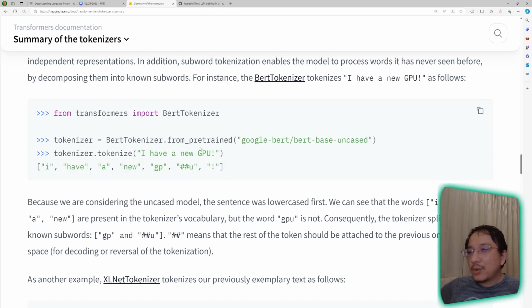So you can see, although GPU is not in the dictionary, it can still spell it as GP and U. These two hashes mean we should connect these two pieces together.